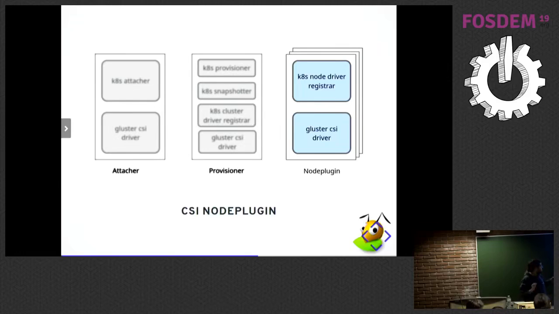The node plugin pods also contain the GlusterFS client bits. So you don't need to have the GlusterFS client bits installed on the Kubernetes hosts. With the previous deployment with Hecate, you needed the client bits installed on your Kubernetes host. So that was one more issue with that.